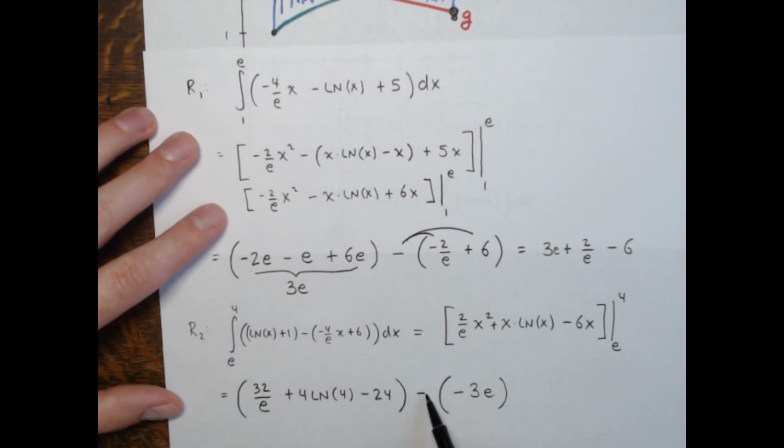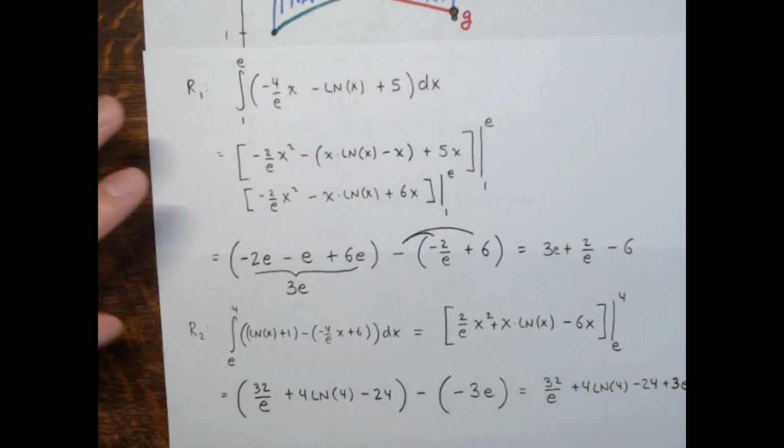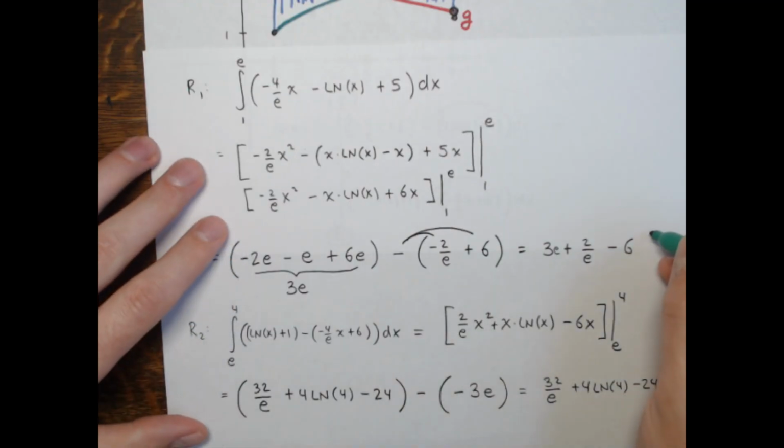And you're subtracting that, so that'll be plus 3e. So yeah, we end up with 32 over e plus 4 times the natural log of 4 minus 24, and then plus 3e. Okay, and then we're putting these together.